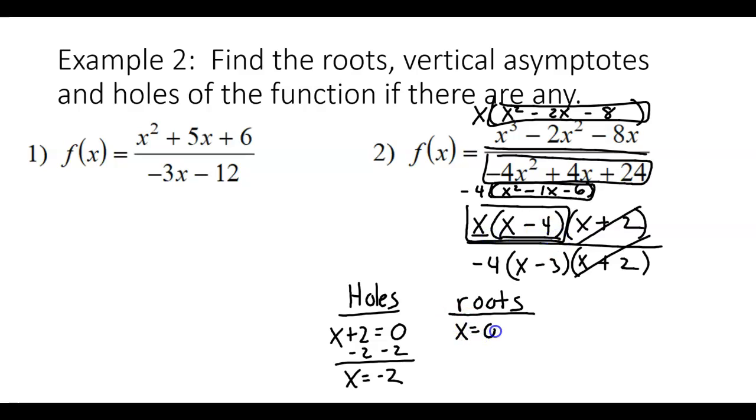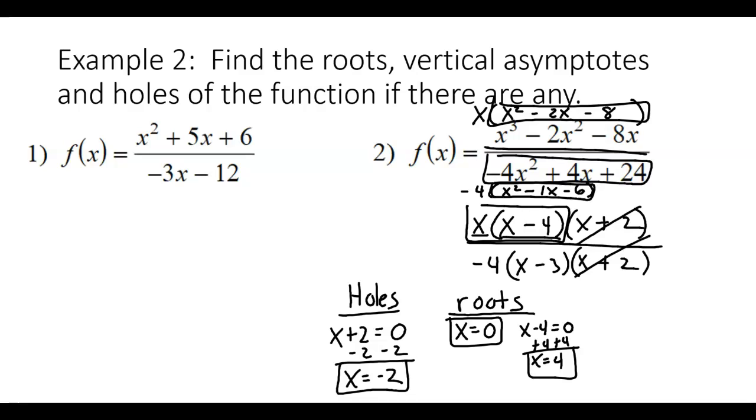So that means that x can equal 0, or x minus 4 can equal 0. And solving this one here, we get x equals 4. So this function has two roots. It's got a 0 and a 4 for a root, and it has one hole at negative 2.